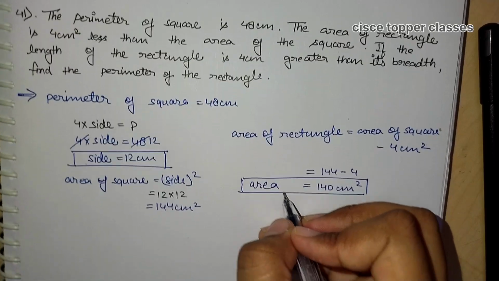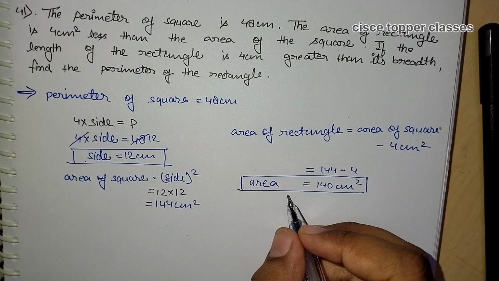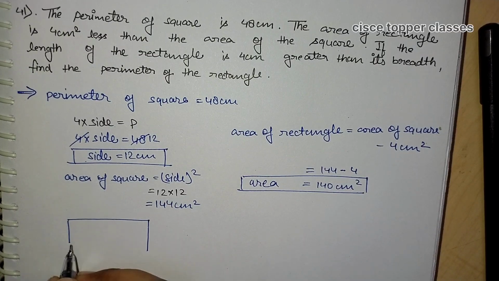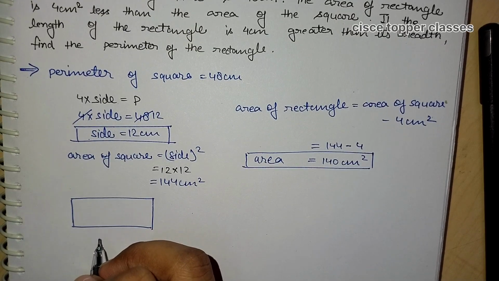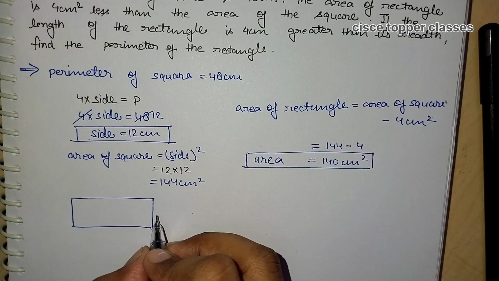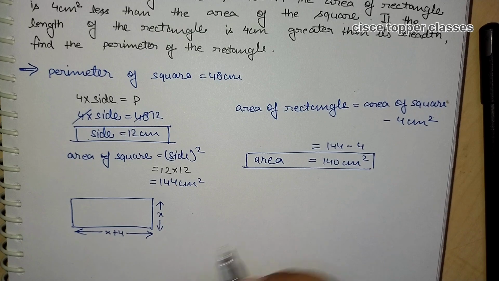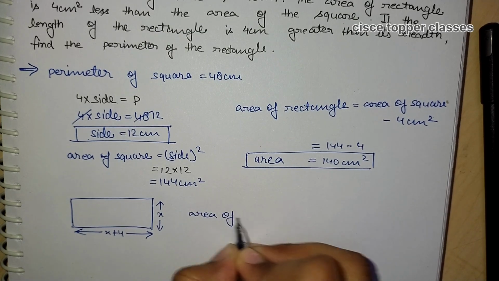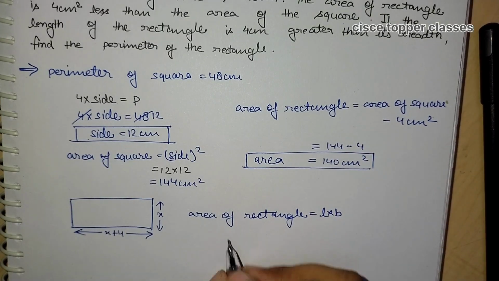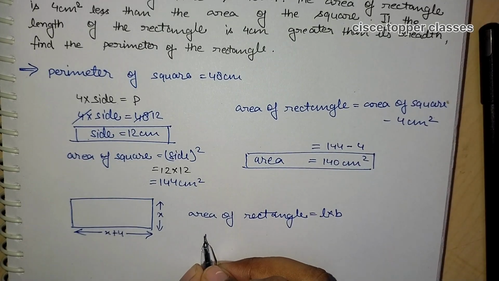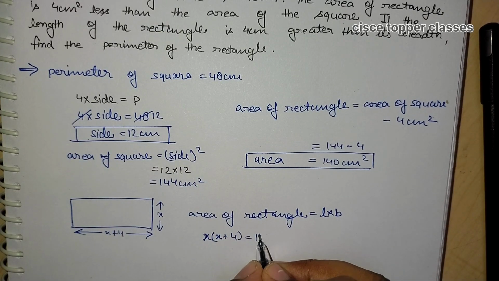Now this is the area. We have to find the perimeter from this value. This is the area of the rectangle, and it is given in the question that the length is 4 centimeter greater than its breadth. Let the breadth be x and let the length be x plus 4. So we can write the area of the rectangle as length into breadth. Area of the rectangle is given to us as 140. So we can write x into x plus 4 equal to 140.